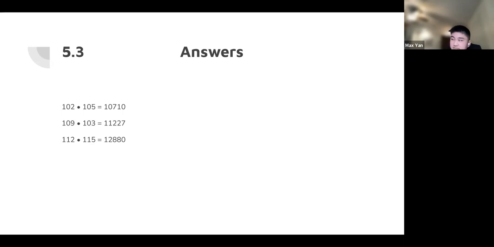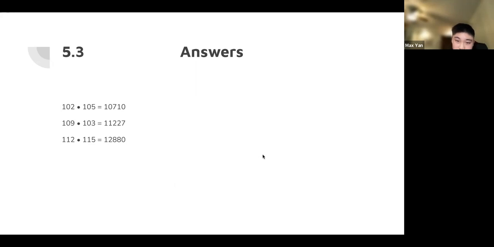So 112 times 115 might be a bit tricky because for this one you have to carry over. So 12 times 15 you get 180. If you don't know how to do 12 times 15, you could do 12 times 15 equals 6 times 30, and then you get 180. But you only get to put the 80 in the tens and units digits. So now you have a 1 left over. And you add that 1 to 12 plus 15, you get 28. And then lastly, you put a 1 in front.